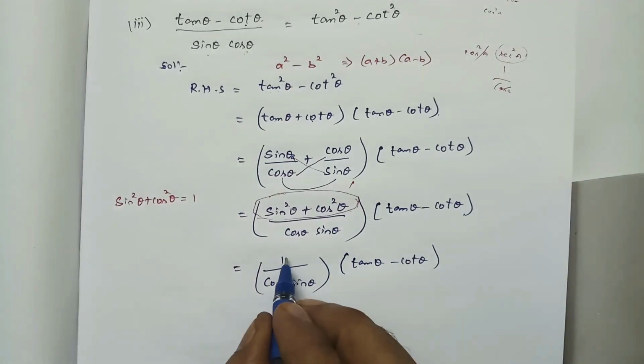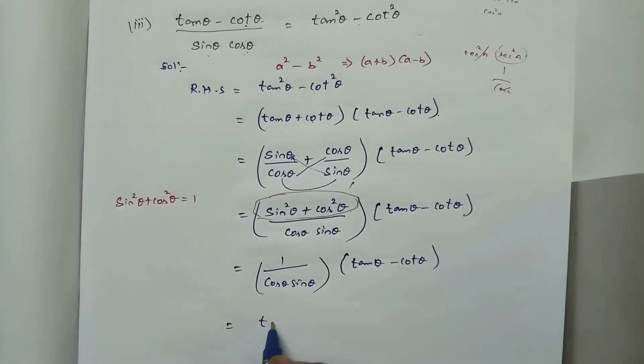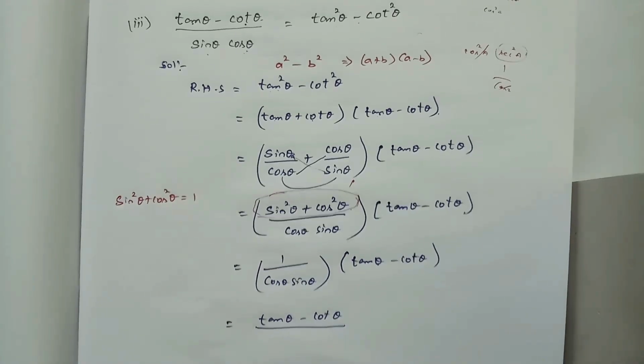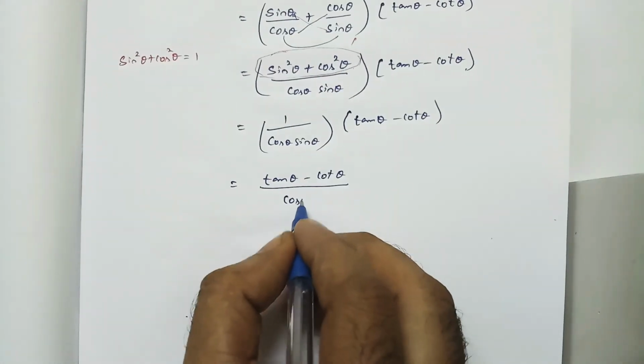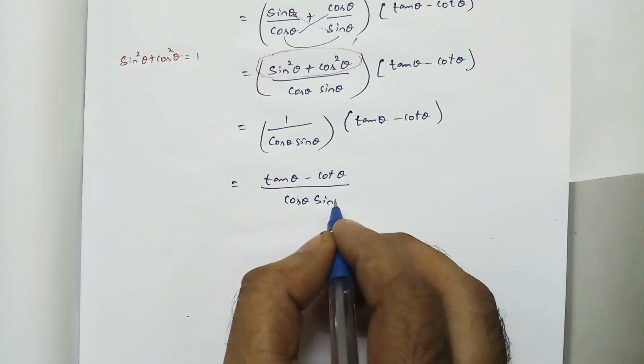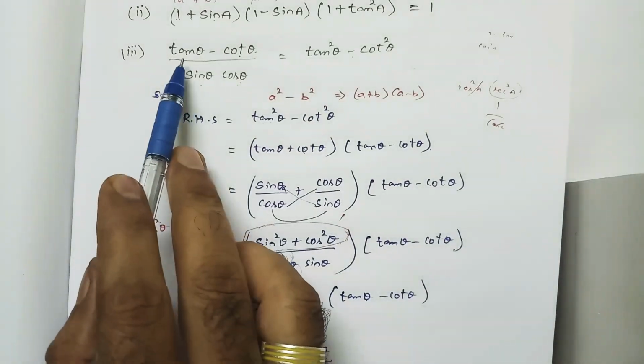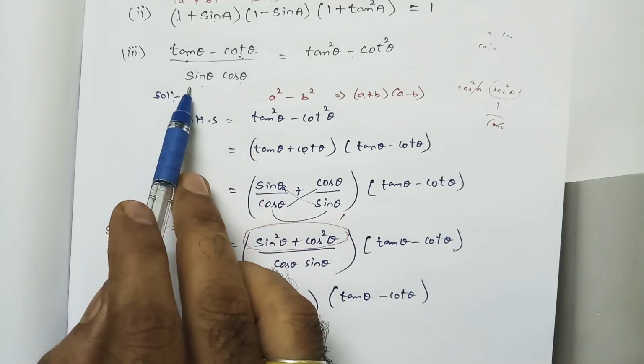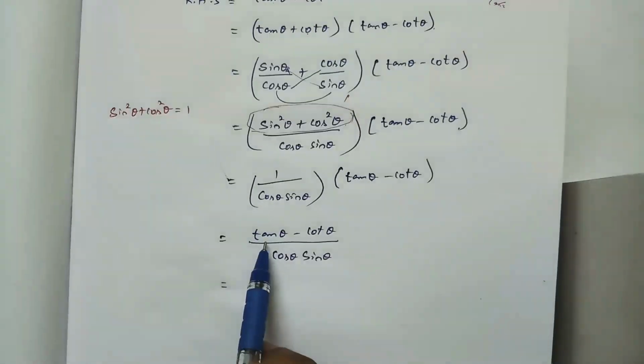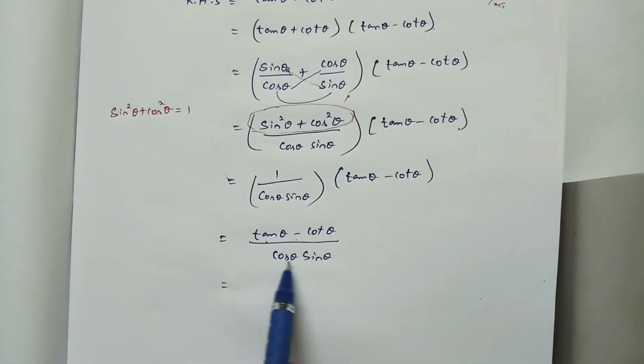Just multiply the numerator: 1 into tan theta minus cot theta, divided by cos theta into sin theta, or sin theta into cos theta. So what we want to prove? LHS is nothing but tan theta minus cot theta divided by sin theta cos theta. Same thing.